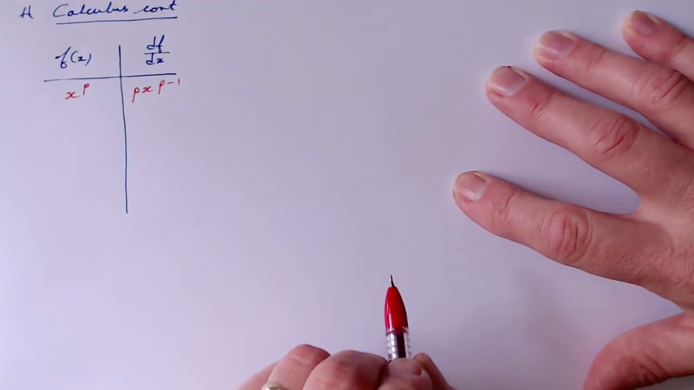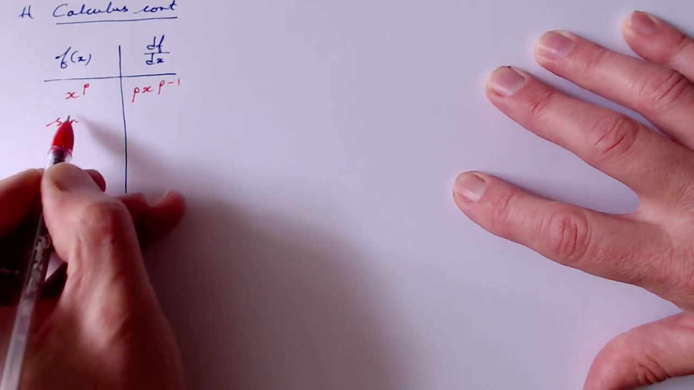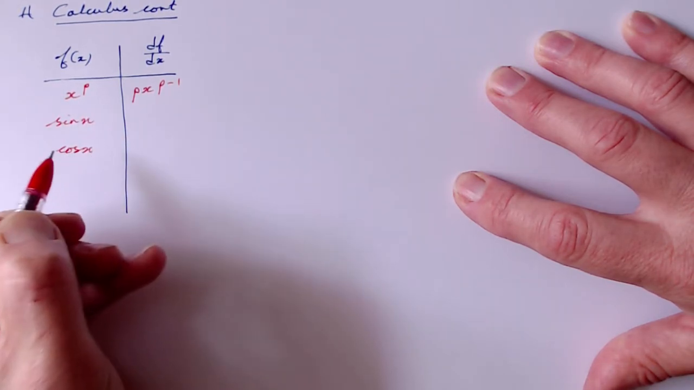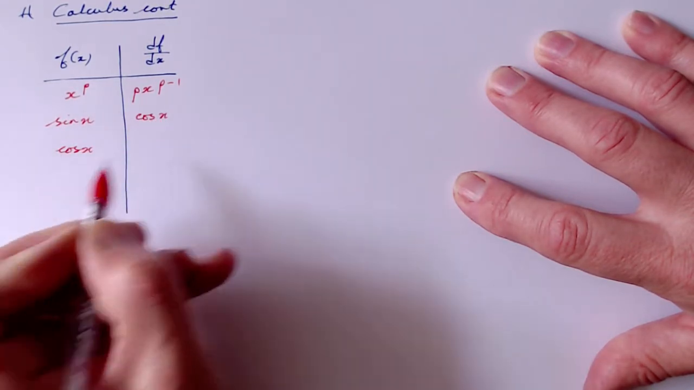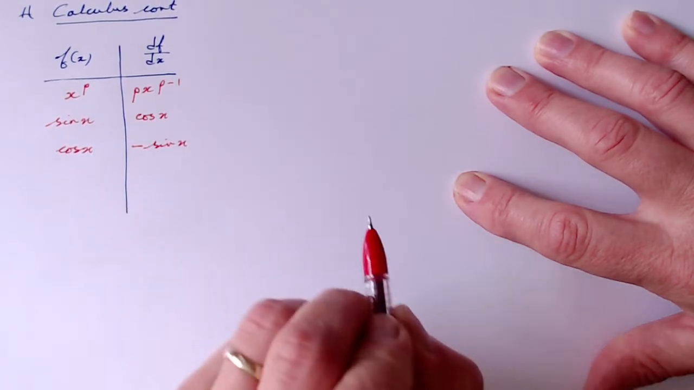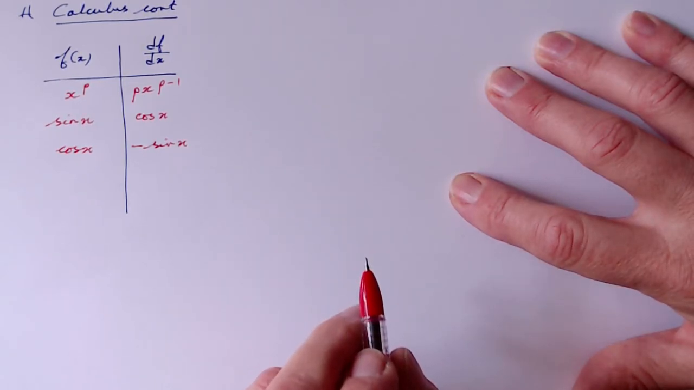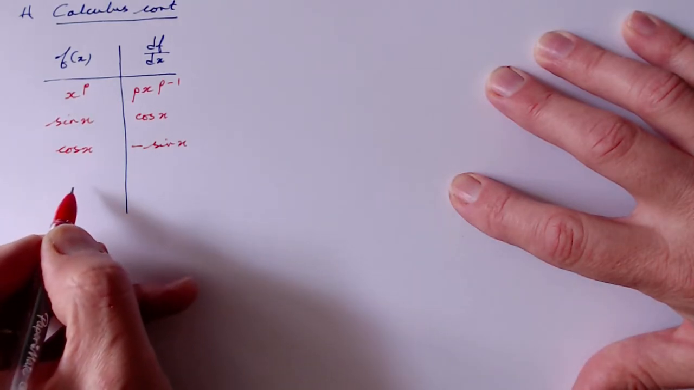We've also seen that the derivatives of the trigonometric functions sine x and cosine x are given respectively by cosine x and negative sine x. And although you don't necessarily need to know this for higher mathematics, it's such a simple result that it is worth knowing at this stage of mathematics.